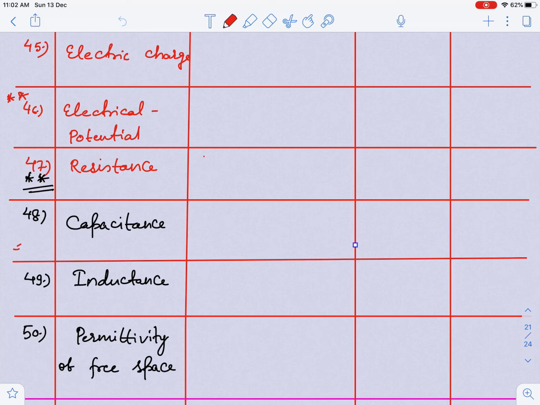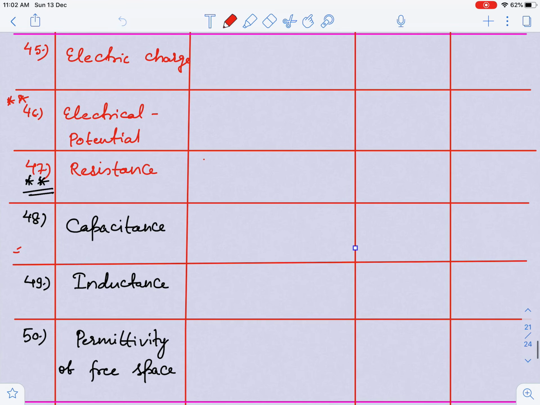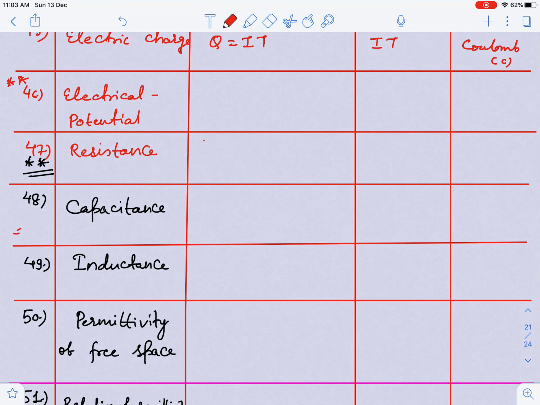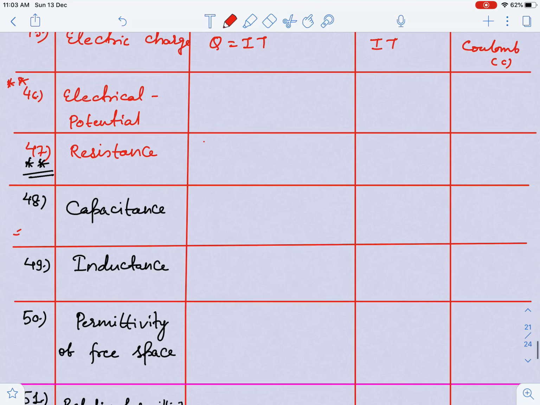So first quantity I am taking is electrical charge. Electric charge, or electrical charge, is nothing but Q is equal to I into T. So I can say, guys, that the dimension of this charge is nothing but I into T, because I and T both are fundamental quantities, and the unit is coulomb. So SI unit is coulomb, abbreviated as C and written as coulomb.